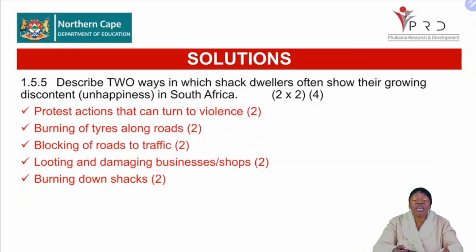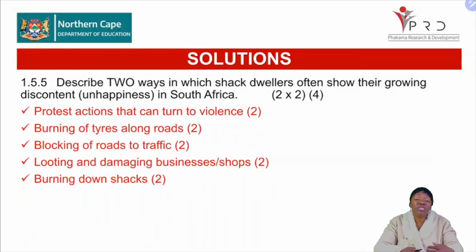The burning of tires along the road, the blocking of the roads, traffic. Sometimes those who are using cars will not be able to use their cars on that day, or they will not even be able to reach work because they will be closing the road. Then also the looting, as well as the damaging of businesses as well as the shops. Most of the time, they take these opportunities to protest so that they can be able to steal.